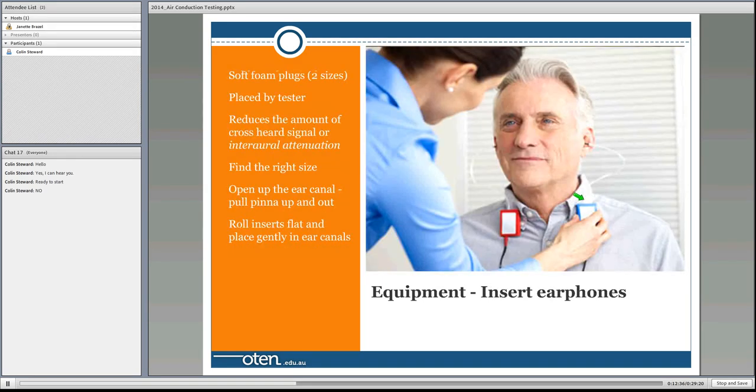Now the other thing that you can use to test via air conduction is insert earphones. Colin, have you ever used insert earphones? No, you don't think so. Okay, I haven't used them very much.